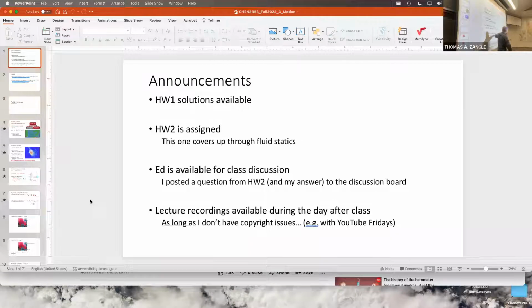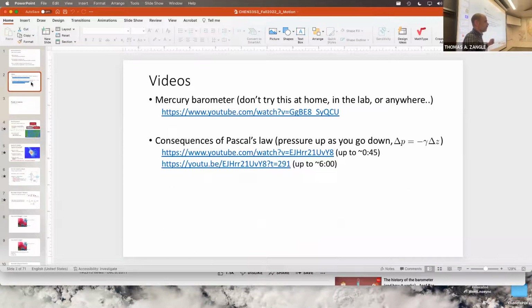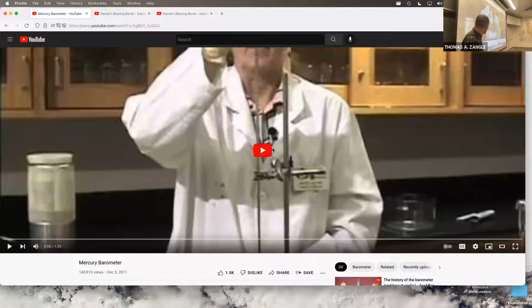All right. So today we're going to start with just a couple of videos illustrating some concepts from fluid statics. We're going to look at an example of someone constructing a mercury barometer, and we'll look at consequences of Pascal's law. Both of these are illustrations of the idea that delta P is minus gamma delta z. And again, it's just wrapping up what we were discussing earlier in the week.